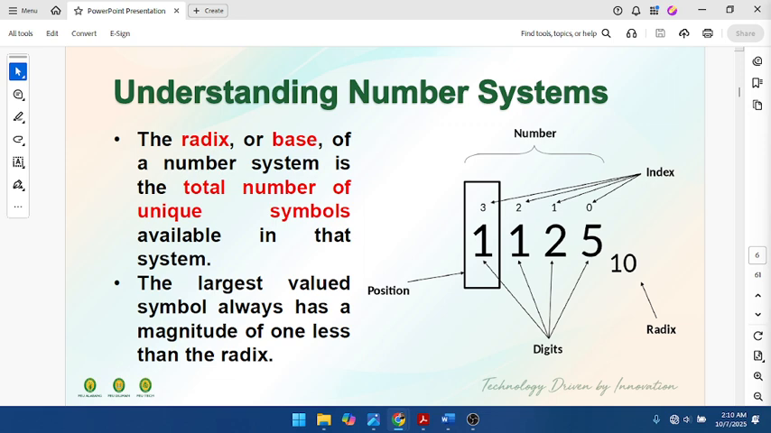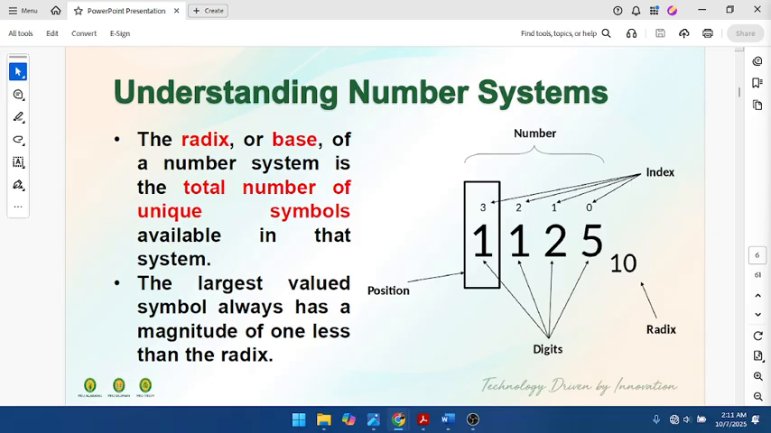So we will work with different number systems. We first need to understand the common structure, these two fundamental concepts. First, as you can see here in our diagram, the radix, or as it's more commonly called, the base. We have here an example of base 10. The base is simply the total count of unique symbols that a system uses.